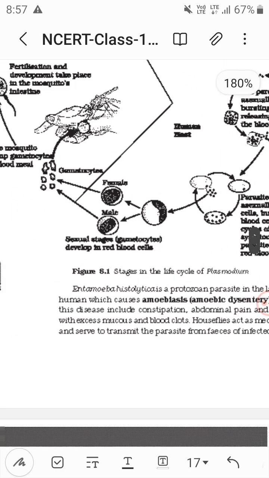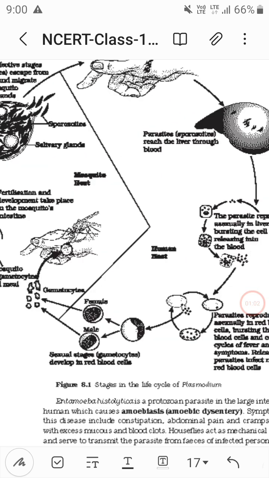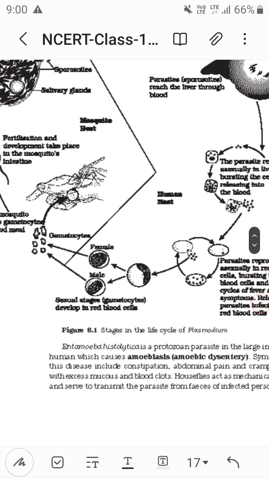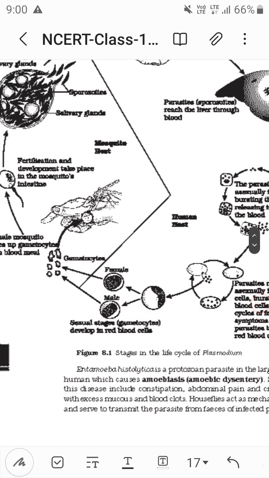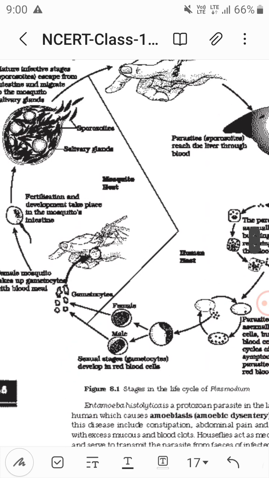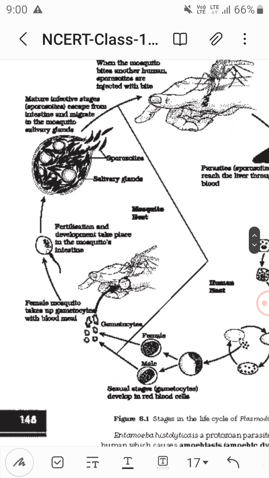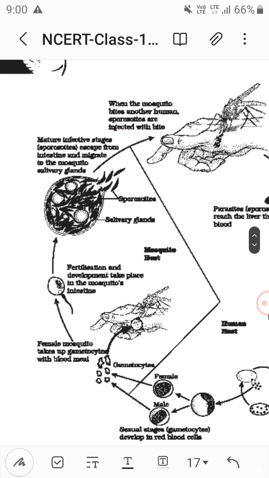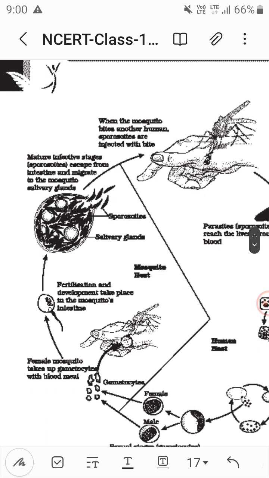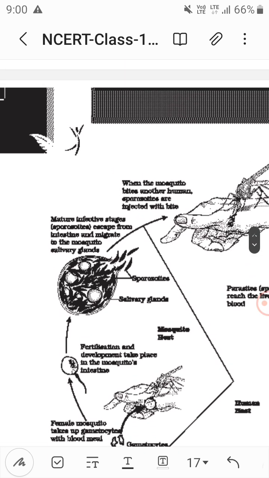Then sexual stages, gametocytes, develop in red blood cells. So the sexual stages, that is gametocytes, develop in red blood cells, right? In female and male, you see, in red blood cells these gametocytes are formed. Then these gametocytes are taken up by a female mosquito with a blood meal. So fertilization and development take place in the mosquito's intestine.